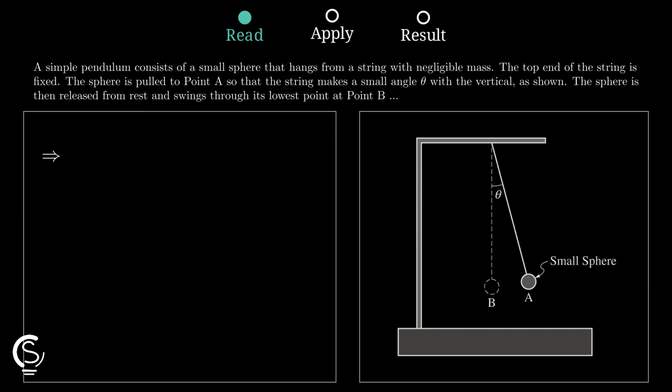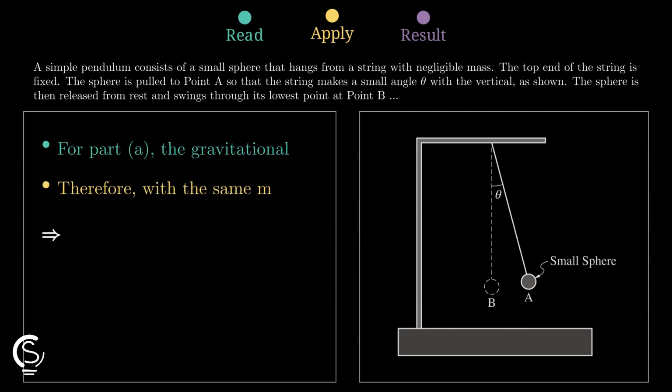The work done by gravity as the sphere moves from A to B is W equals m g delta h, where delta h is the vertical drop from A to B. Because the same sphere is used and the pendulum is released from the same angular displacement theta, the vertical drop is set by the pendulum geometry and is the same in both situations. Therefore, with the same m and delta h but a smaller g on planet X, the work is smaller.